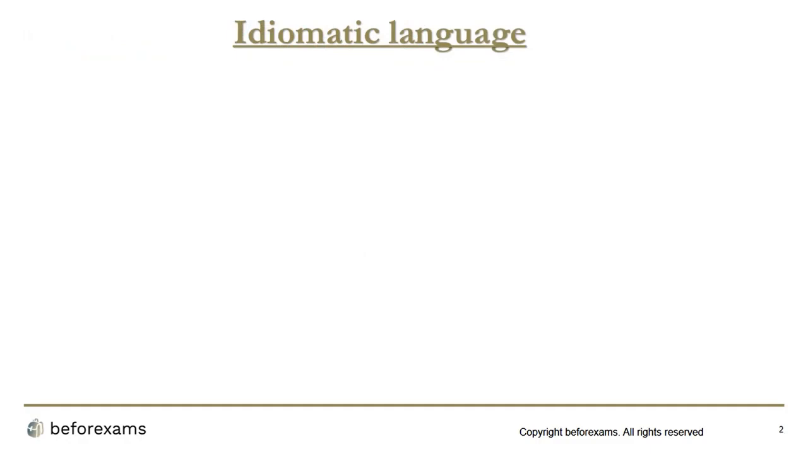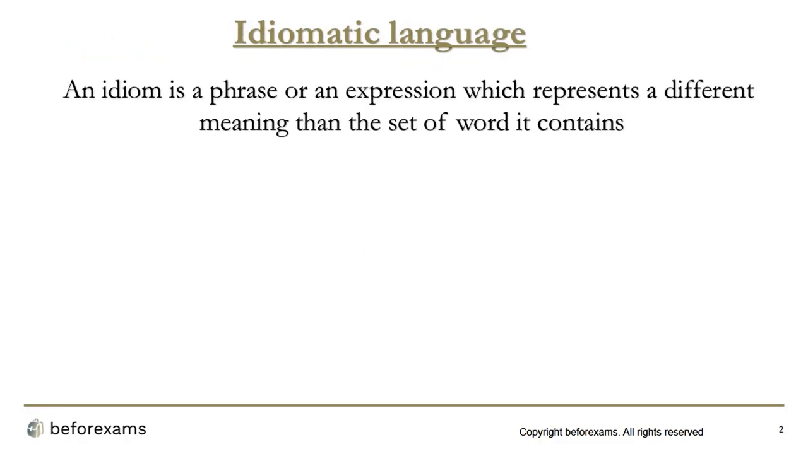Now, first of all, what is idiomatic language? Idiomatic language is an idiom, wherein an idiom is a phrase or an expression which represents a different meaning than the set of words it contains. That means there will be a set of words which will make a phrase, but the meaning will be totally different from the words that are being used in the phrase. Let's just learn it with the help of an example.